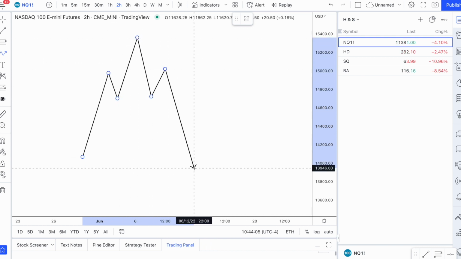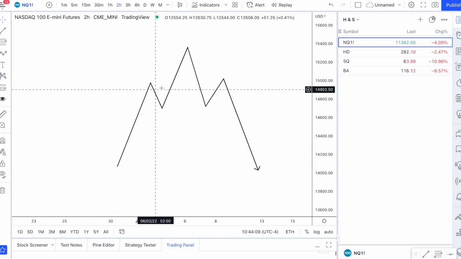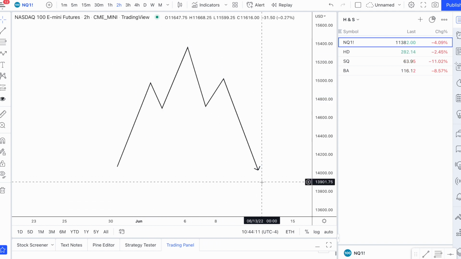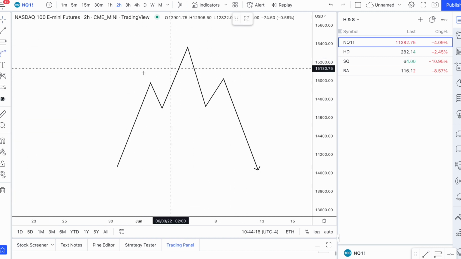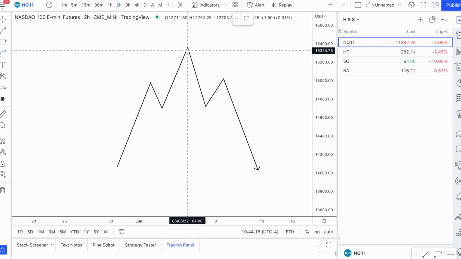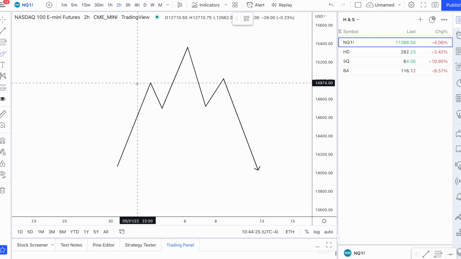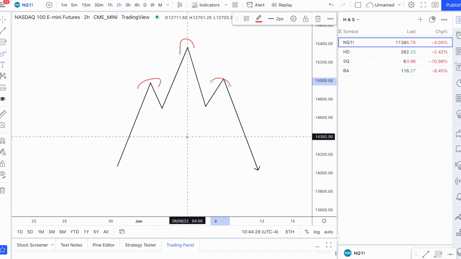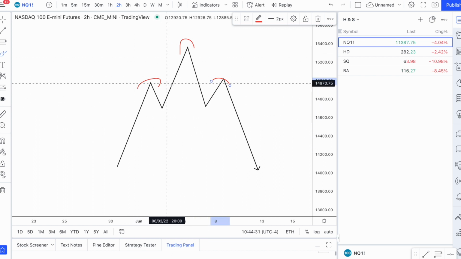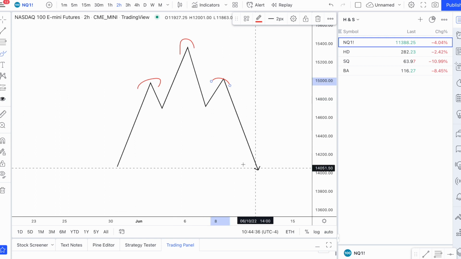Let me just draw this here. This is what it looks like. So essentially we have a shoulder, a head, and then a shoulder, and then a reversal, right? And the reason it's called that is because it looks like you have two sets of shoulders, and then a head, and then price ends up reversing. So let me bring out the drawing tool. Very simple. All it consists of is you make a high, a higher high, a low, and then a lower high, and then price ends up reversing.